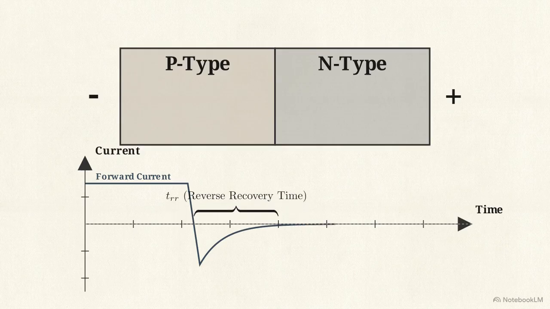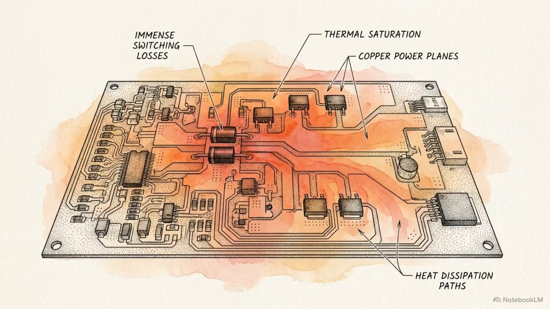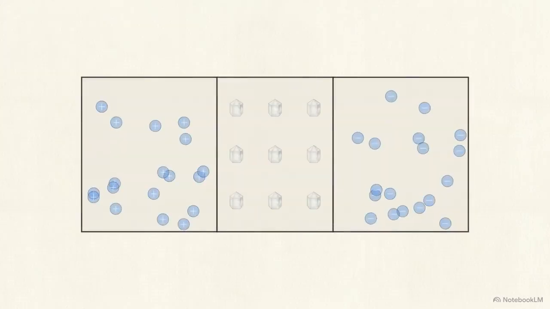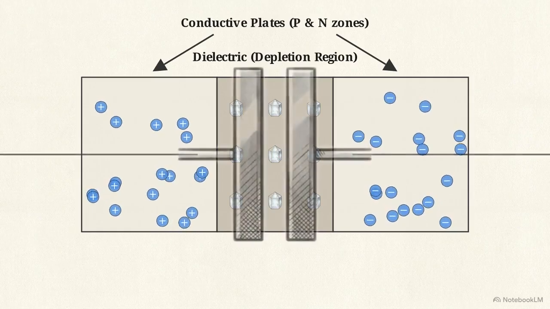The time to physically sweep these stored carriers out of the junction is called reverse recovery time. On an oscilloscope, it manifests as a massive, unwanted negative current spike. Every time the diode switches, this reverse current spike generates heat and wastes energy, causing immense switching losses and efficiency degradation in high-speed circuits. While reverse recovery ruins high-speed switching, a reverse bias diode also exhibits a static parasitic behavior.